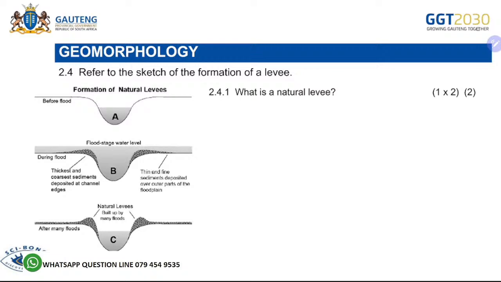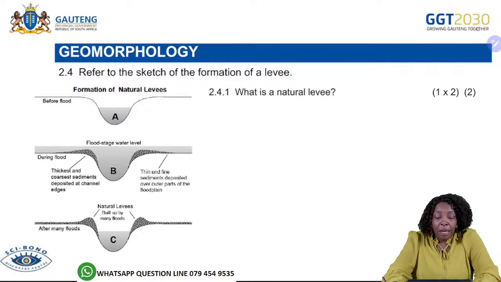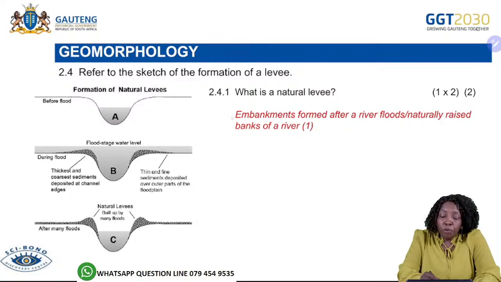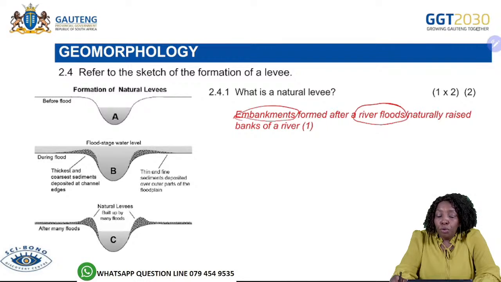Right, here we've got a levee, and then we are now looking at the formation of how a levee is formed. What is a natural levee? A natural levee is an embankment formed after river floods, where the river banks are naturally raised. So we've got the embankments that are formed due to flooding.